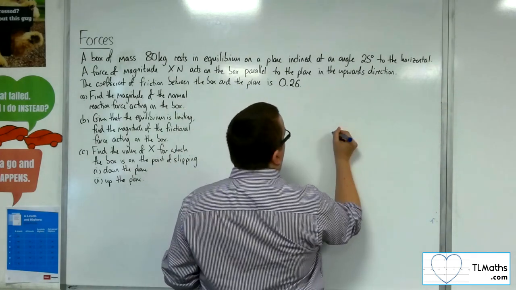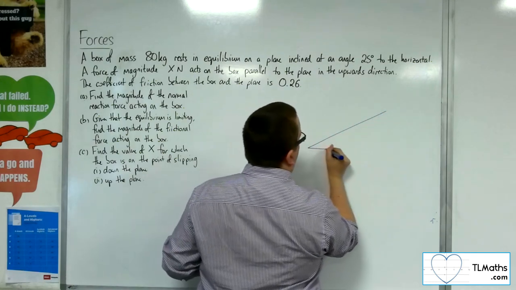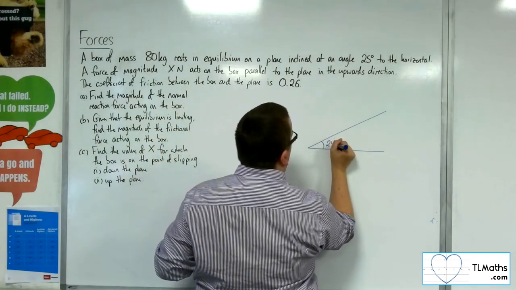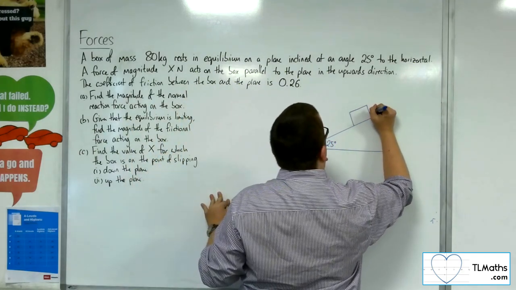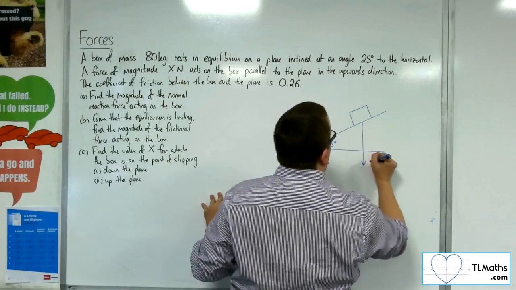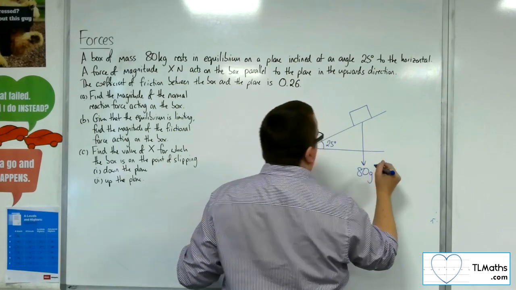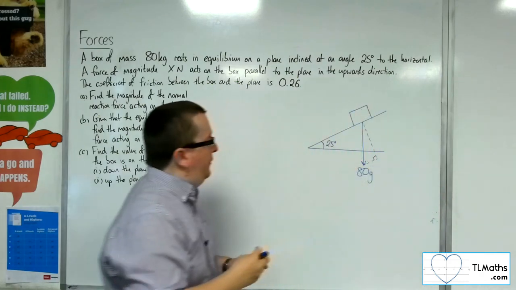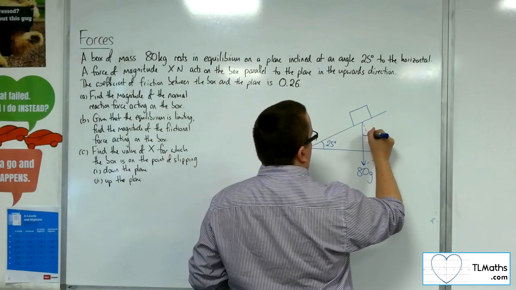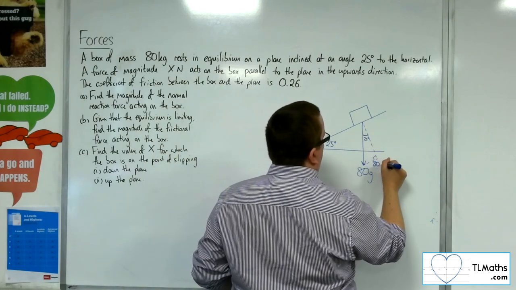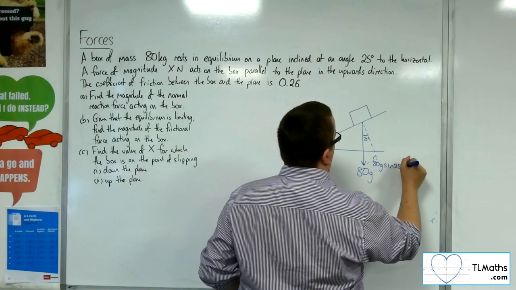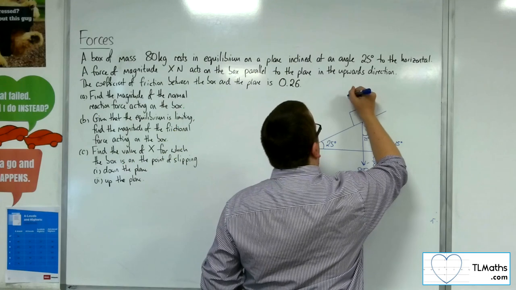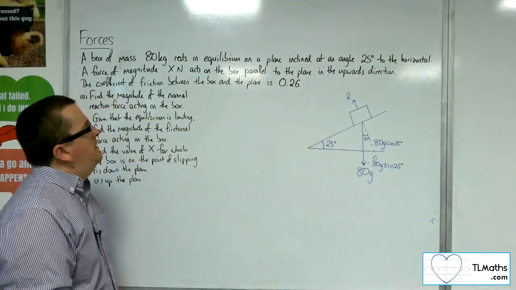Okay, let's draw a diagram so we can see what's going on. Here's the inclined plane. So the angle was 25 degrees. There's the box. It's got a mass of 80 kilos, so it's got a weight of 80 g. So let's split that up into components. If that's 25 degrees, then this will be 80 g sine 25, and this will be 80 g cosine 25. The normal reaction force, R, works perpendicular to the plane.